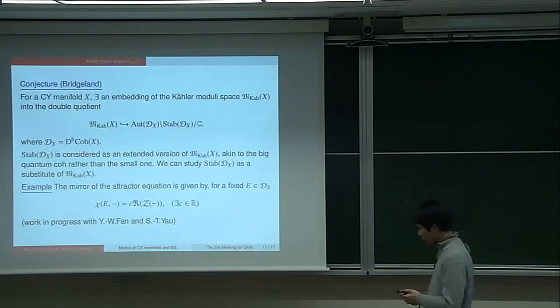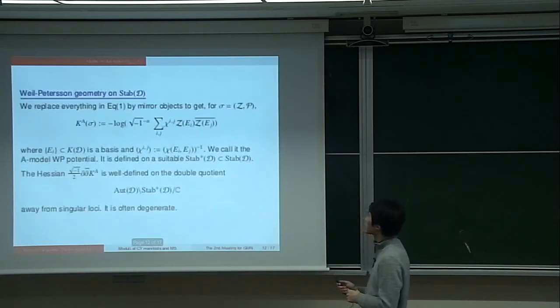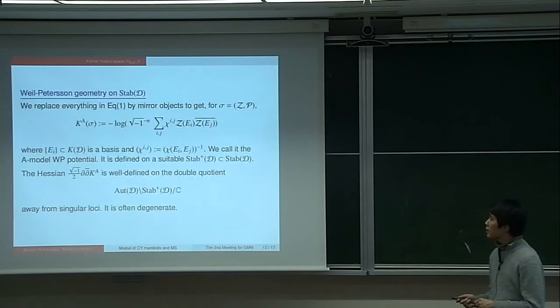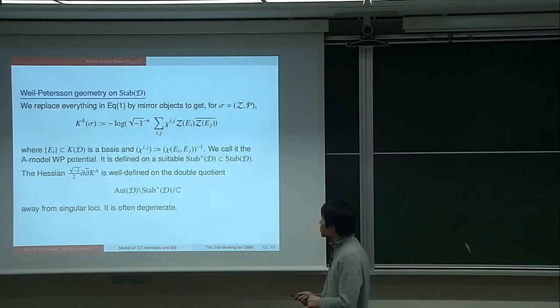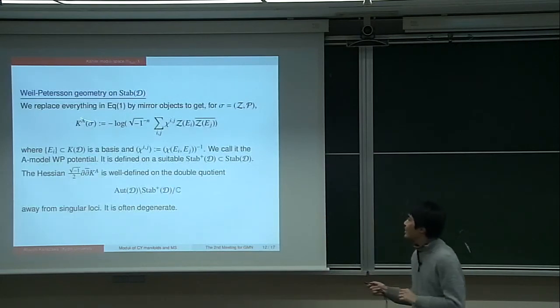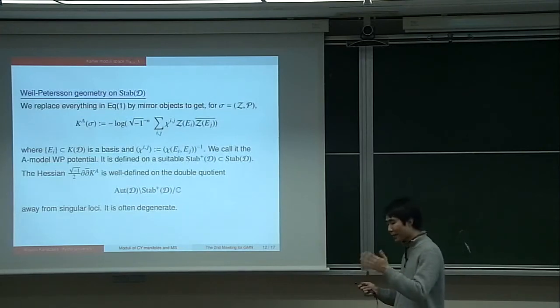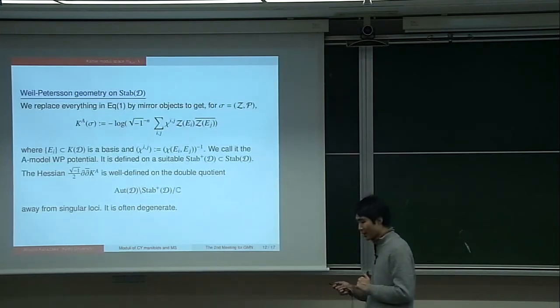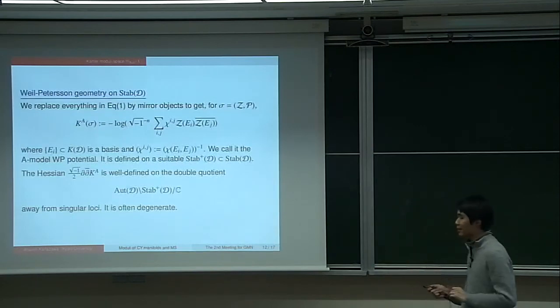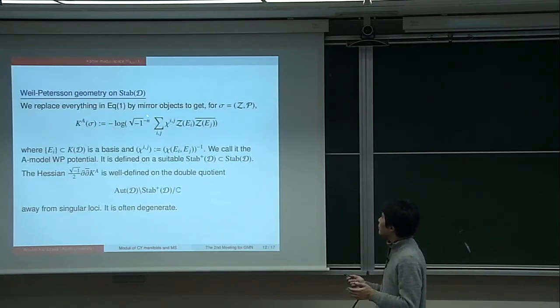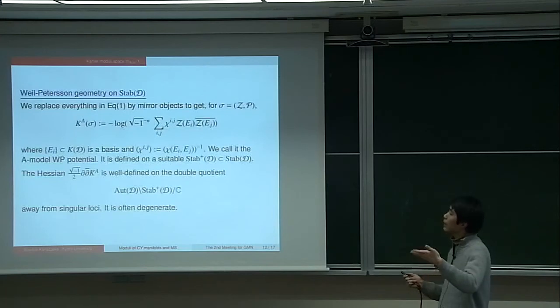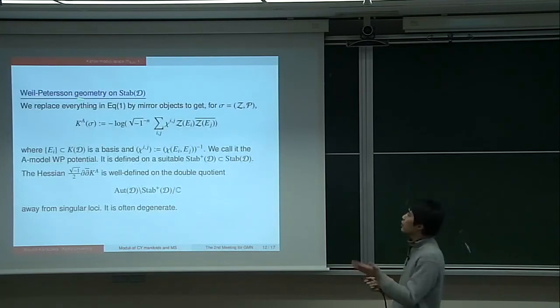Okay, so let's turn to the metric perspective. The Weil-Petersson metric we studied on the complex moduli can be translated to the Kähler moduli. Recall, maybe you forget already, that we rewrote the Weil-Petersson potential given by Professor Tian in Lagrangian language, and you can replace everything in the equation by its mirror object. That's a motivation, a guiding principle of our definition. And this is well defined, of course.